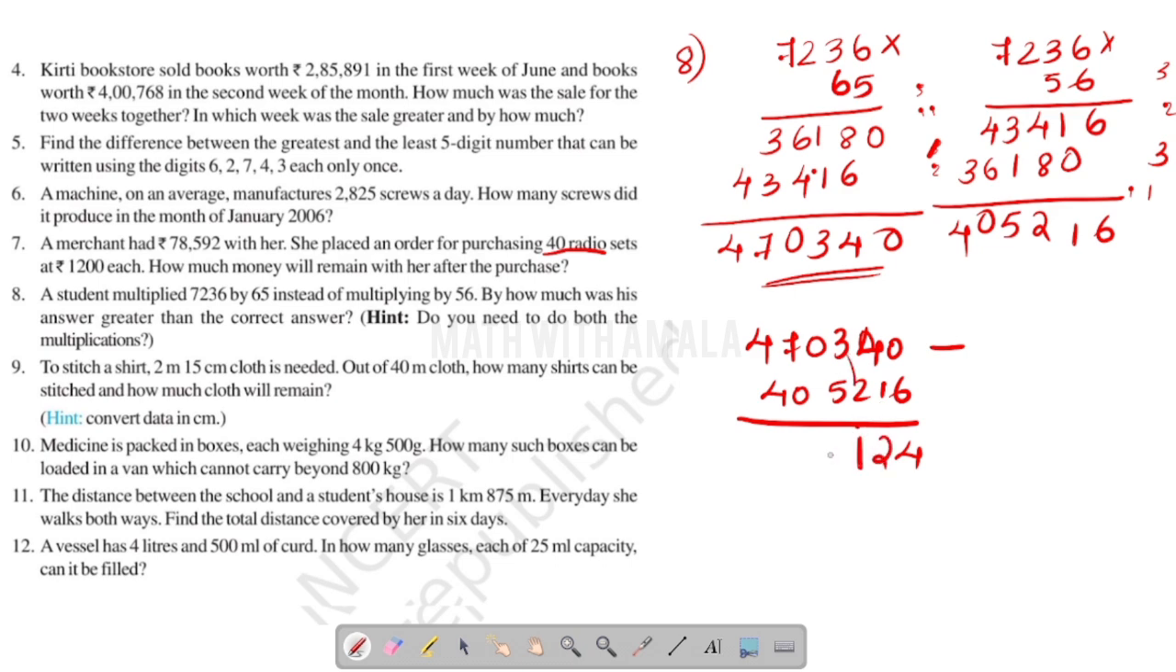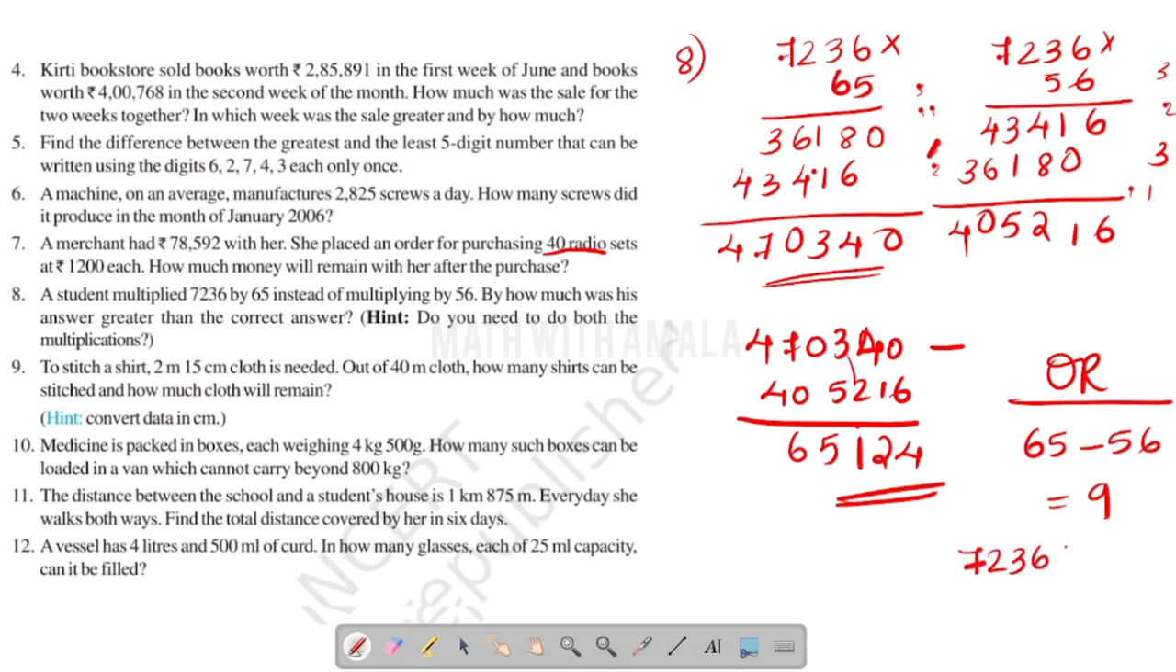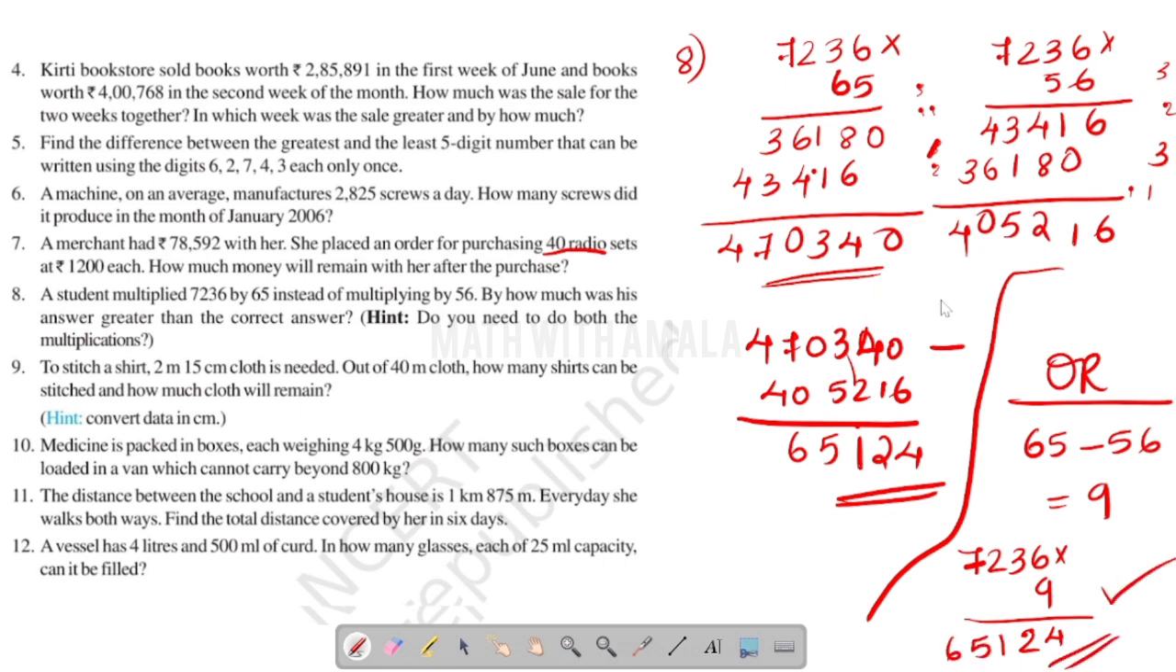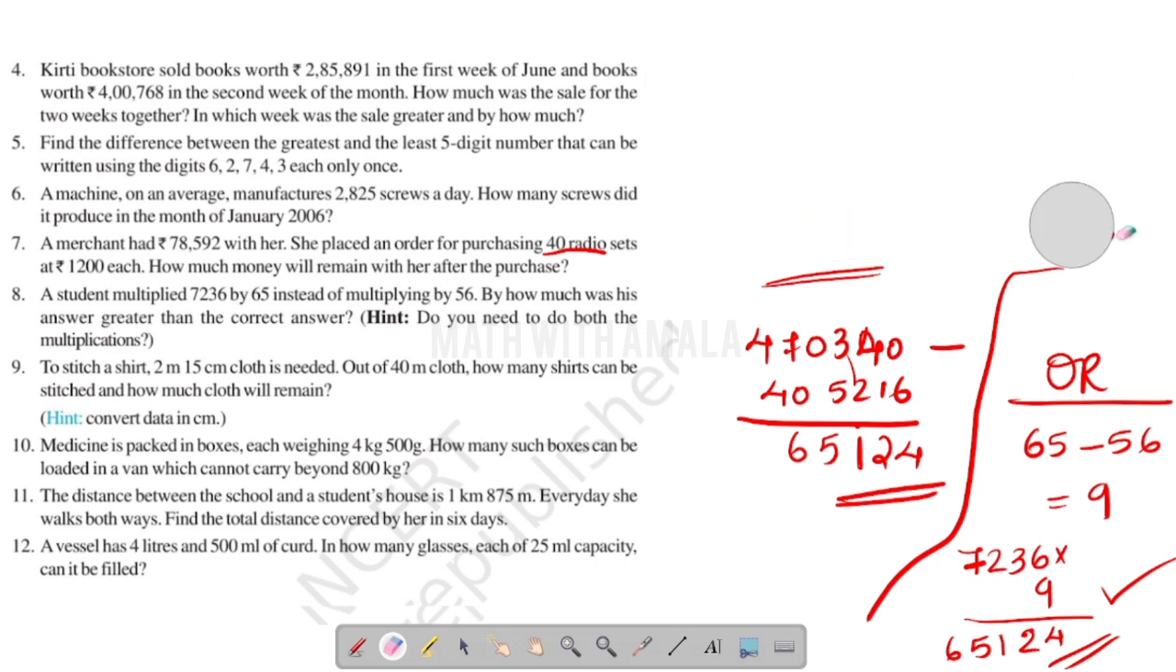Now you have to take the difference. So look at these three steps. What we have done here: first multiplication, second multiplication, and the third is subtraction. Instead of this, I am giving another method. Just subtract 56 from 65. You will get 9. Multiply that number with 7236, 7236 with 9. So you will get the same number that you got in the three-step process. So the answer is 65,124. So let's prefer the second method.